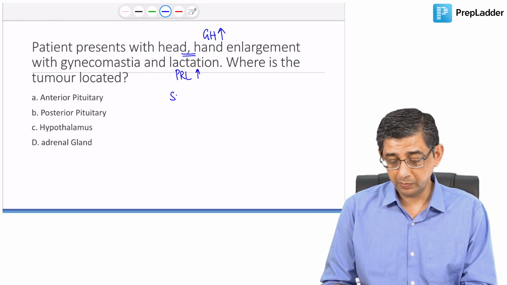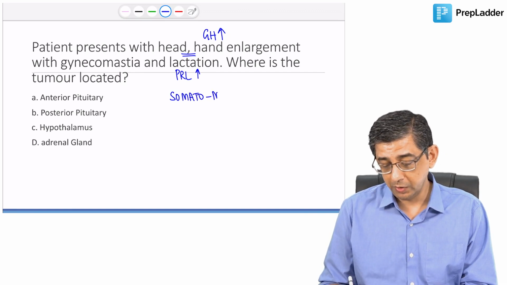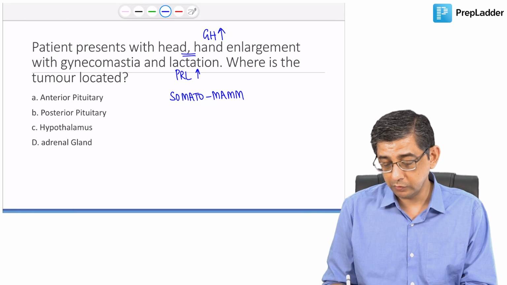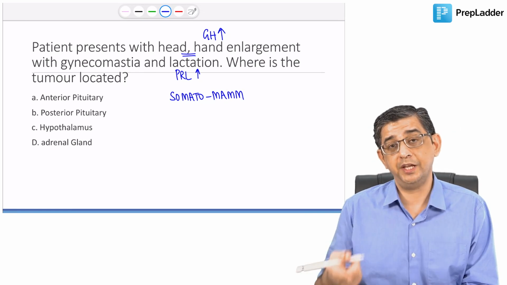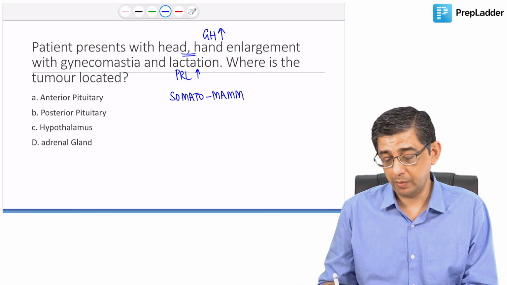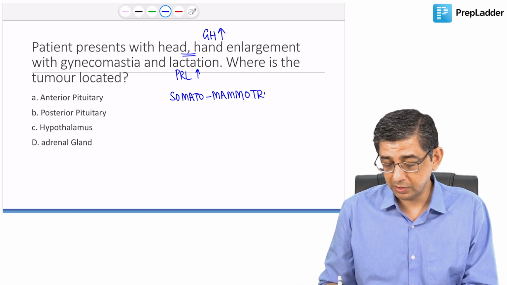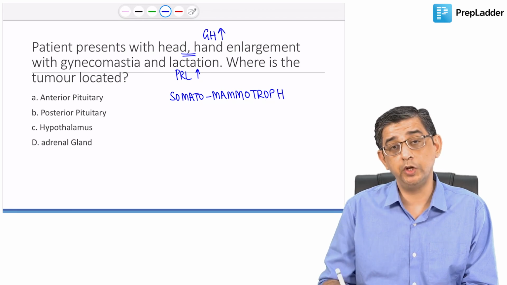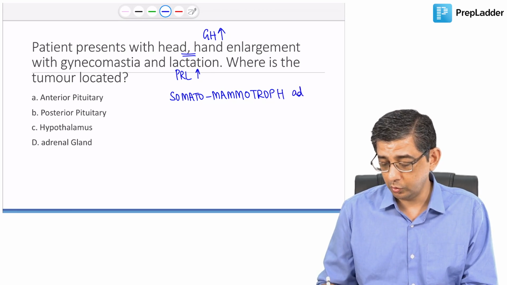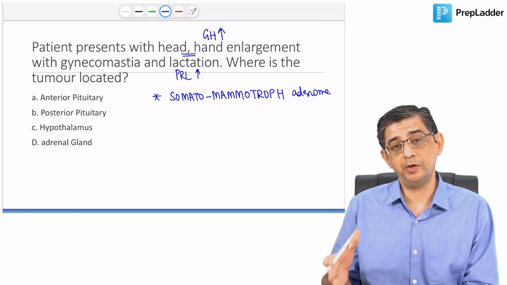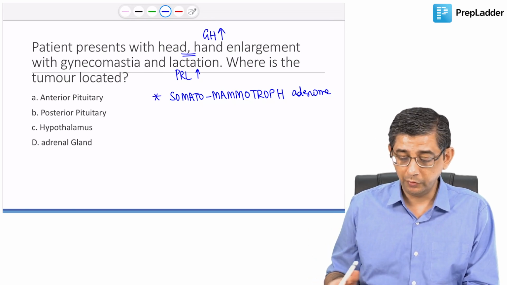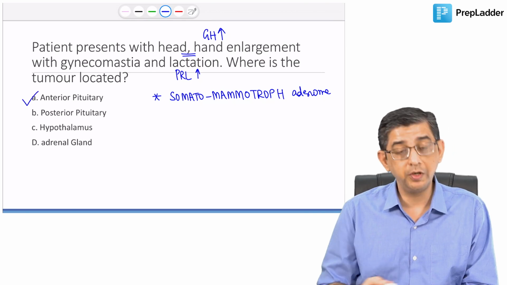You see, lots of times a person can be having a pituitary adenoma. The pituitary adenoma can be having excessive growth of two cells. One is going to be somatotroph that will produce growth hormone. Second will be excess production of prolactin by mammotrophs. So this particular person, or this case that has been given to you in the exam, is actually a somatomammotroph adenoma. It's a pituitary adenoma causing excess production of these two hormones. And where is it located? It's located in the anterior pituitary.